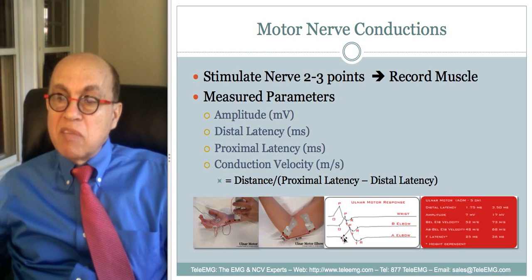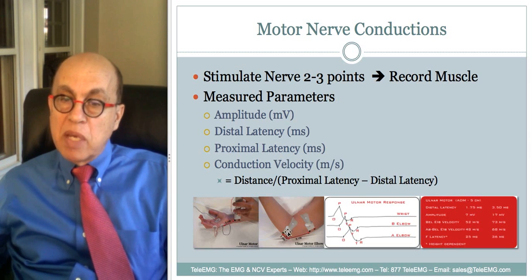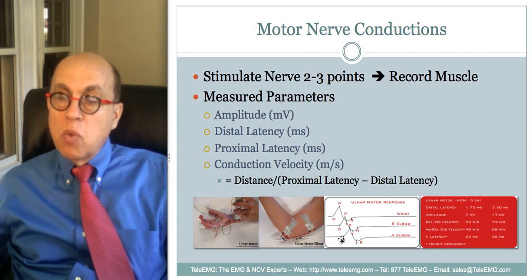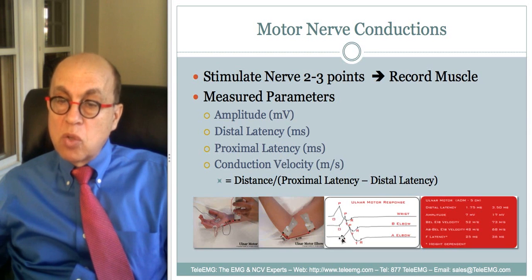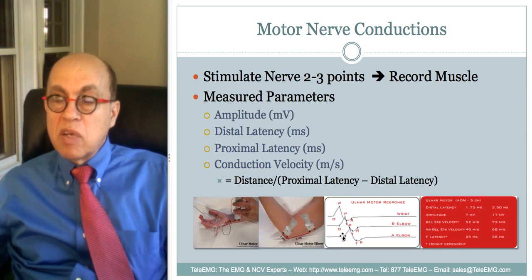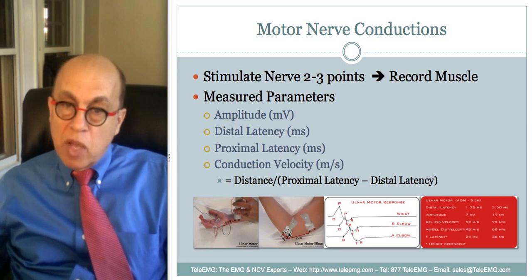So now when we divide the difference between this onset and this onset by that distance, we get the conduction velocity from below the elbow to the wrist. When we calculate the difference between this onset and this onset, we get the latency from below to above elbow, and when we divide it by this distance, we get the conduction velocity from above to below elbow.